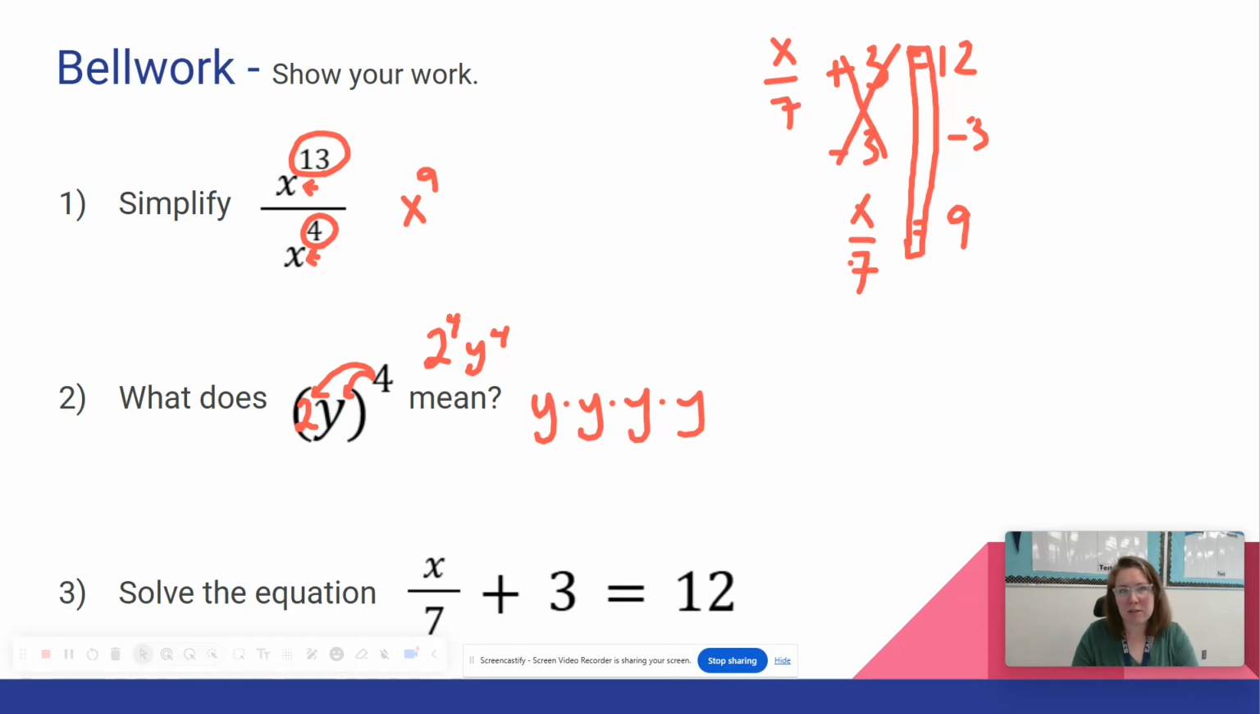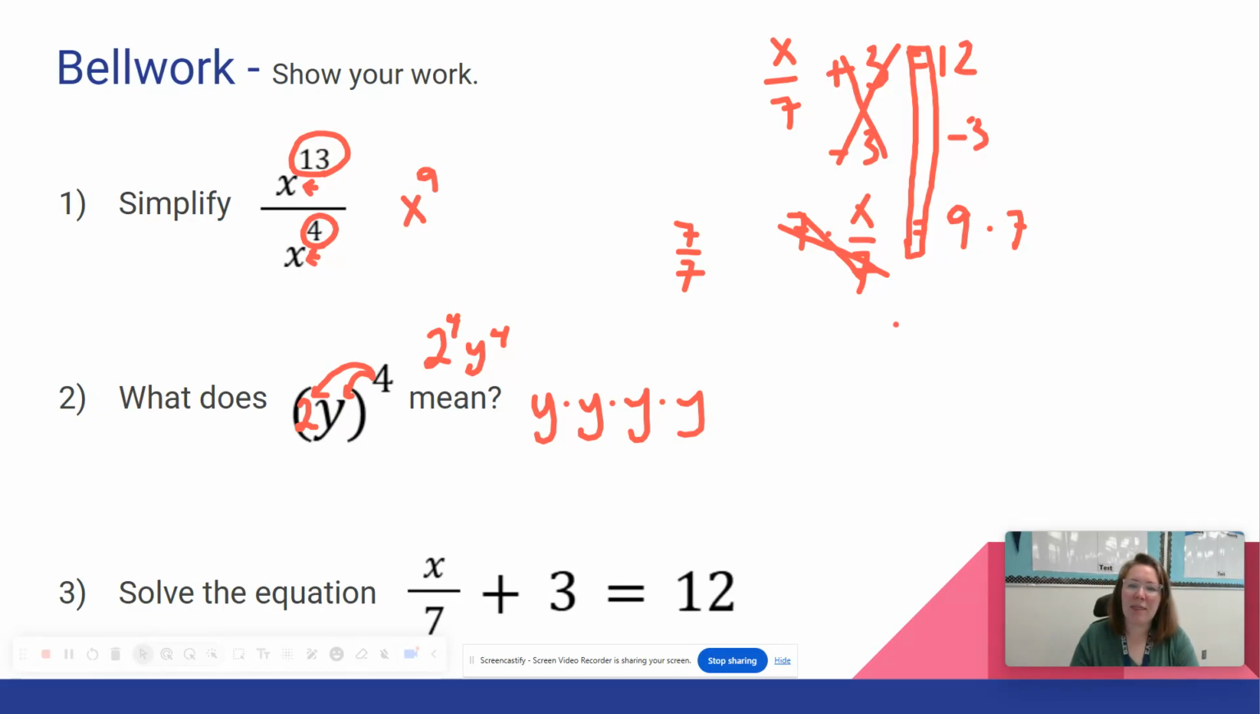Well, a fraction just means divide. What's the opposite of divide? Multiply. So I'm going to multiply by 7 on both sides. Divided by 7, multiplied by 7, those just become 1. What I mean by that is 7 divided by 7 equals the number 1. So I like to just cross it off. Some people like to write a 1.